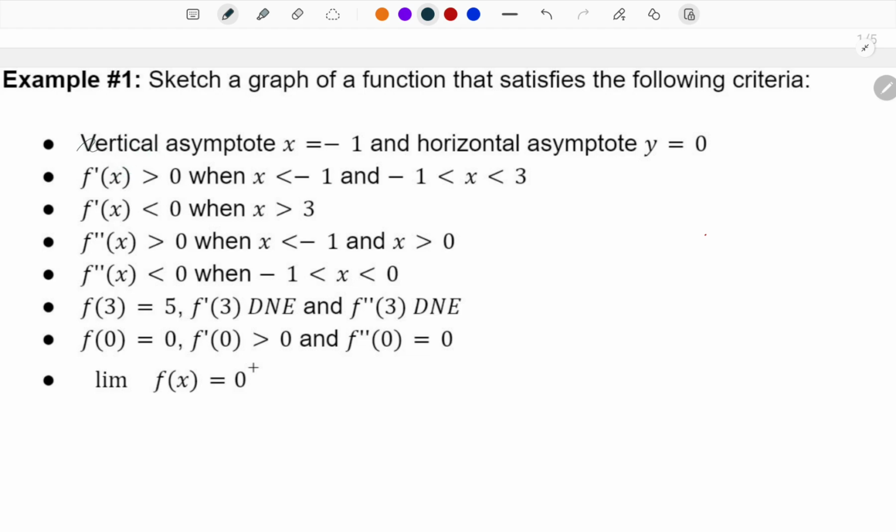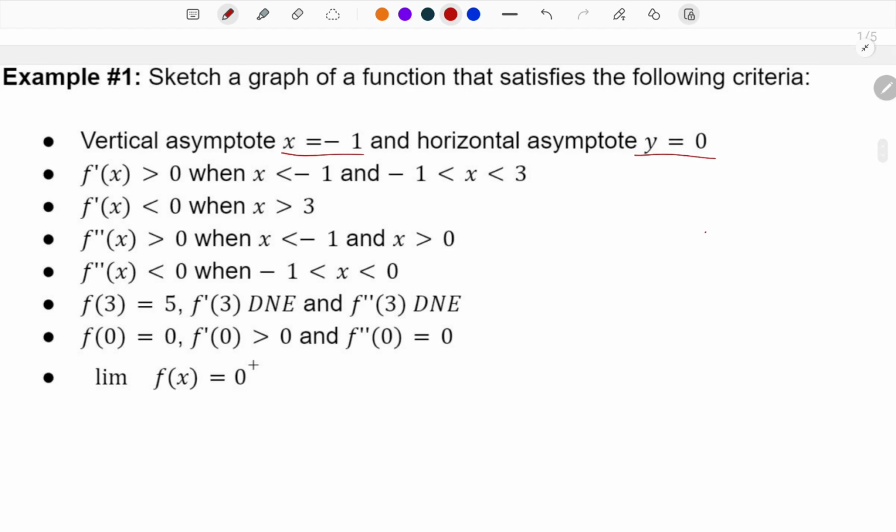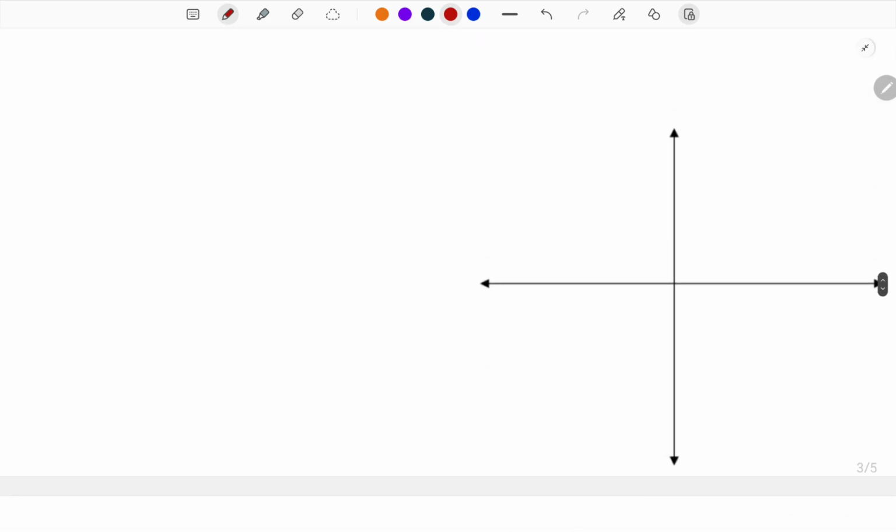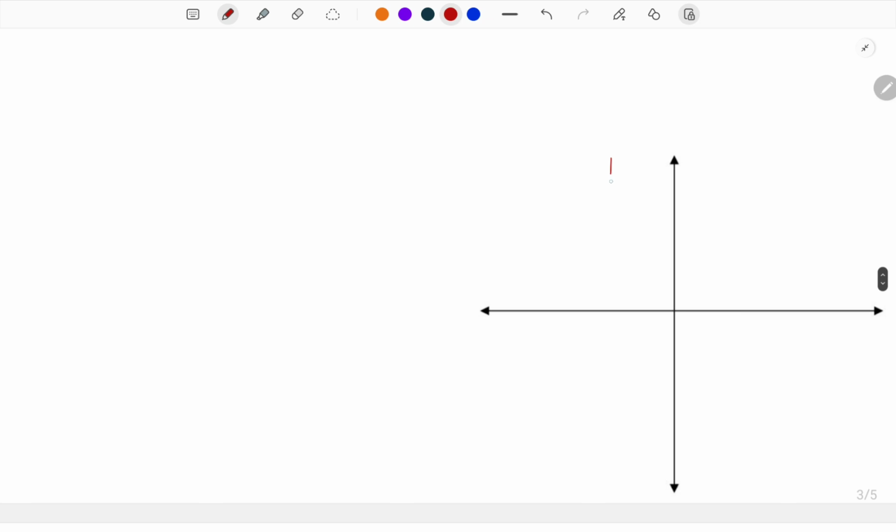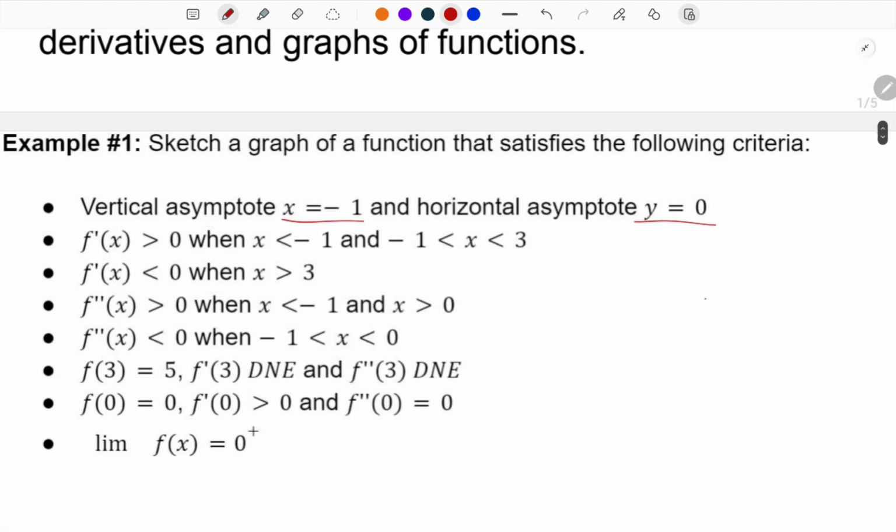So what I always like to start with is, well, we're given asymptotes. Let's just graph x equal to -1, y equal to 0. It doesn't even matter what the rest is. We know those asymptotes will go on there. So here is x equal to -1, and a nice straight line. Y equal to 0 going across. Make sure to label as asymptotes.